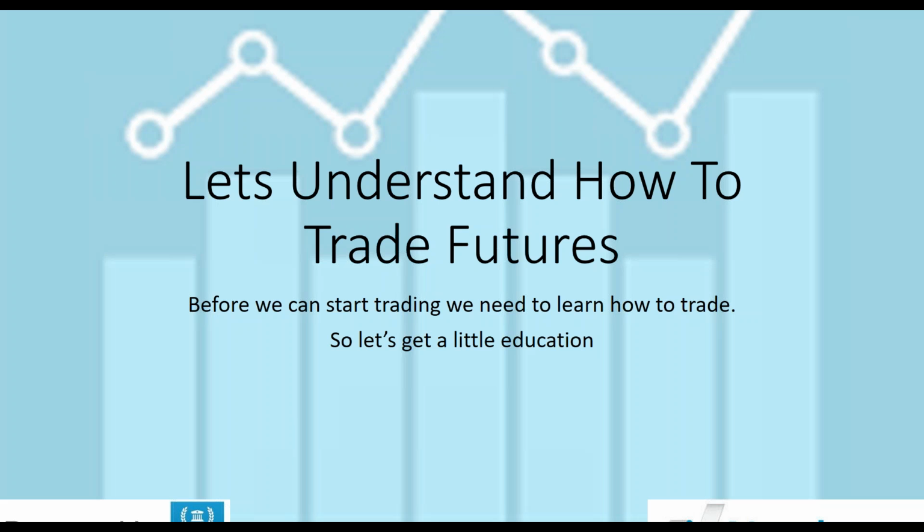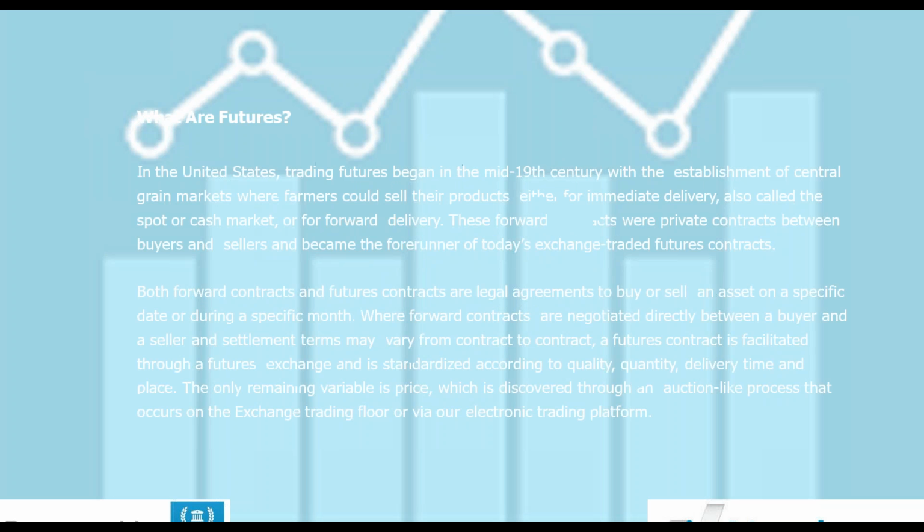So let's understand how to trade futures. In the United States, trading futures began in the mid-19th century with the establishment of the central grain markets where farmers could sell their products either for immediate delivery, also called the spot or the cash market, or for forward delivery. These forward contracts were private contracts between buyers and sellers and became the forerunner of today's exchange-traded futures contracts.